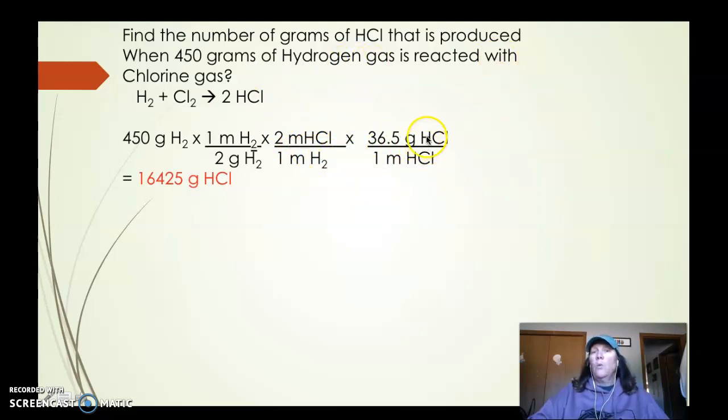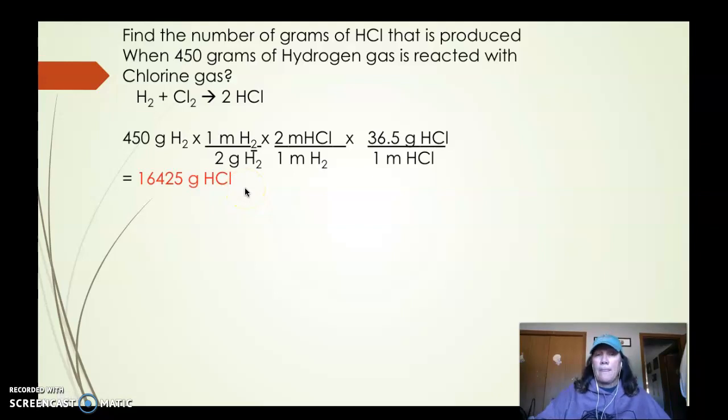And now I got to change that because it wants grams, so 1 mole. If you take 1 hydrogen and 1 chlorine and put them together, you get 36.5. Again, this is the formula mass. That's what you could get from your app on your phone if you have it. So to solve, this times this times this divided by 2, and that's where you get it. So when I have 450 grams of hydrogen gas, I can produce 16,425 grams of HCl. So I can produce quite a bit.